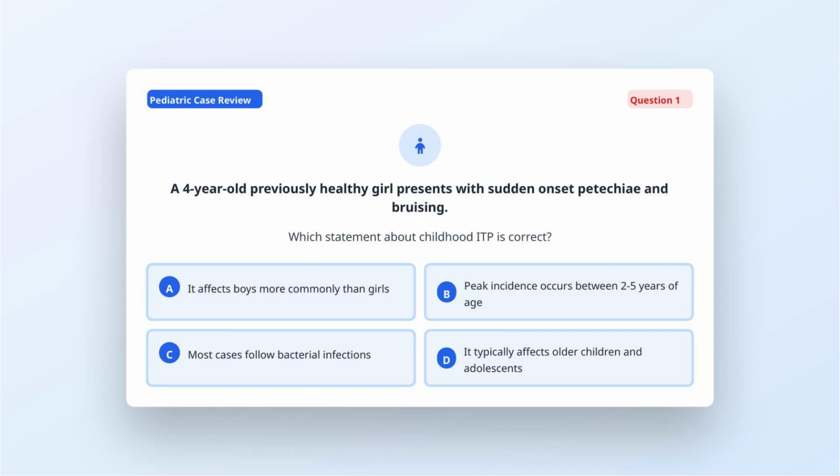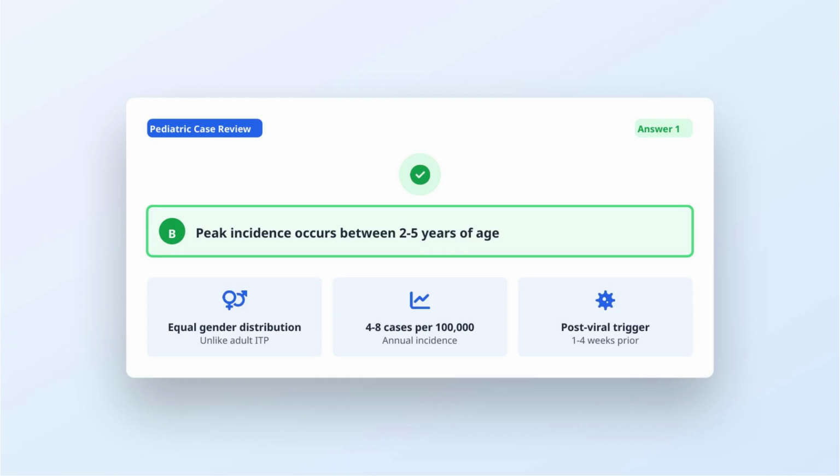Let's start with epidemiology. A 4-year-old previously healthy girl presents with sudden onset petechiae and bruising. Which of the following statements about childhood idiopathic thrombocytopenic purpura is correct? A. It affects boys more commonly than girls. B. Peak incidence occurs between 2 to 5 years of age. C. Most cases follow bacterial infections. D. It typically affects older children and adolescents. The correct answer is B.